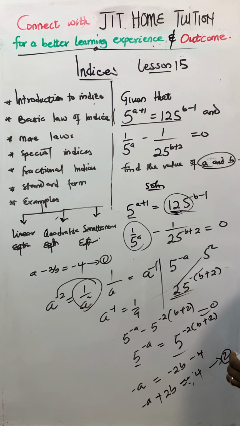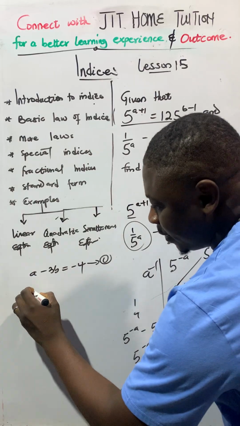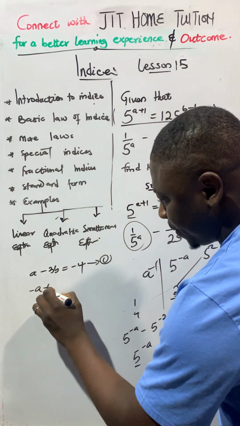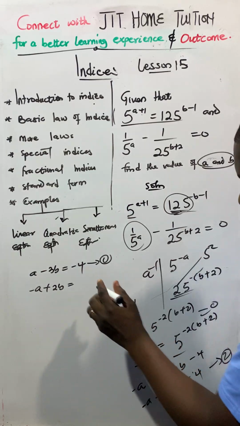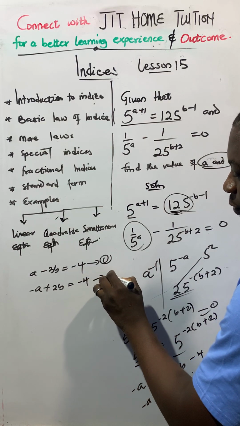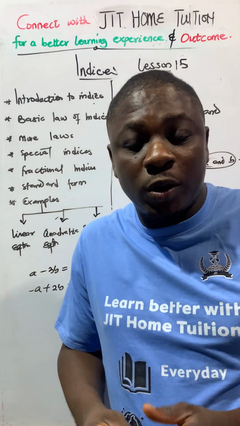And this becomes what? Equation 2. So that is what you are going to write over here: -A + 2B = -4. You have equation 2. So these are the two equations that you have.